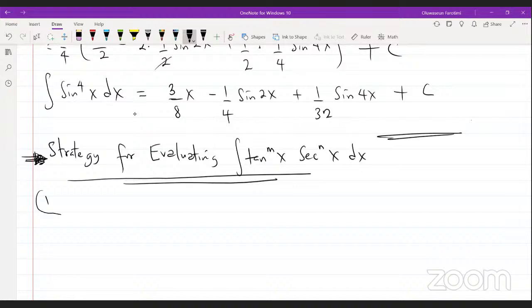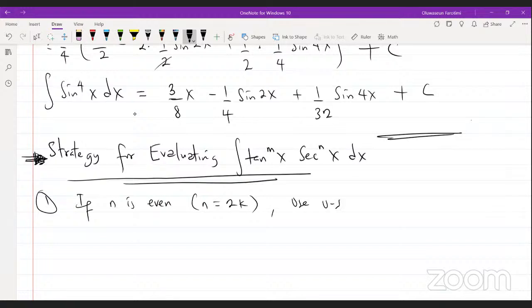Okay, so the first case, case one: if my n is even, what does it mean for n to be even? That means I can write n equals 2k. Even numbers are kind of multiples of 2. You have 2, 4, 6, 8, 10, on and on. So if n is even, I'm going to skip the simplification that I did earlier on, but it's still the same process, okay? So if n is even, what kind of substitution do you use?